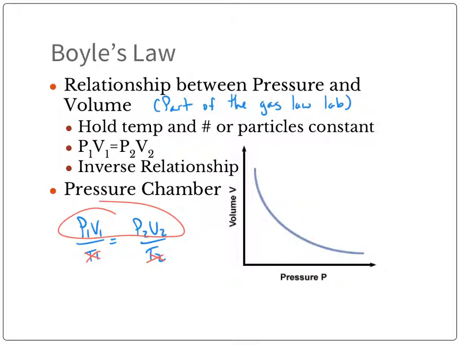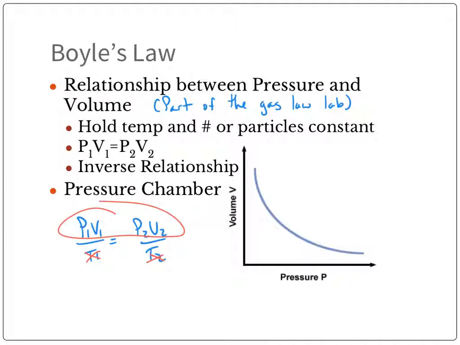As you lowered the volume, the pressure went up. As you squeezed the gas into a tighter and tighter space, the pressure inside the container increased. And as you stretched the volume by pulling the gas into a larger and larger volume, the pressure decreased. And so these two are in an indirect or inverse relationship to one another. As pressure goes up, volume goes down. As volume goes up, pressure goes down.